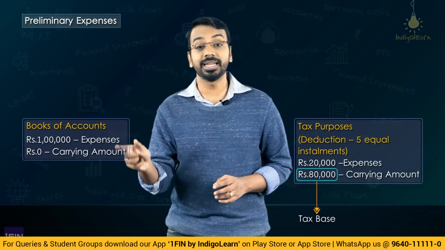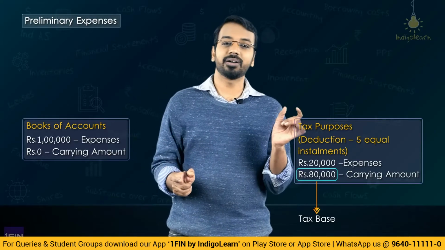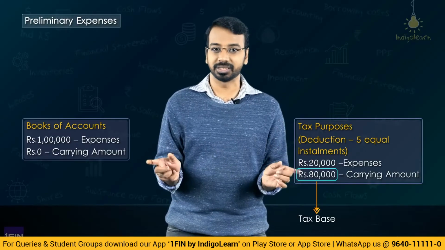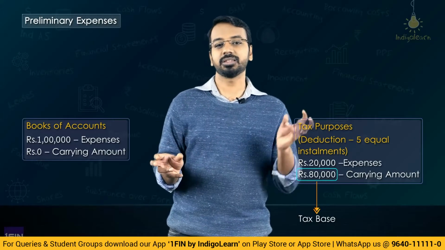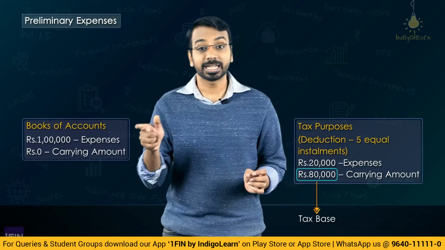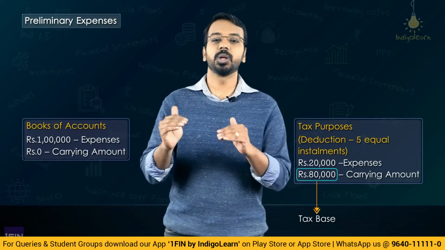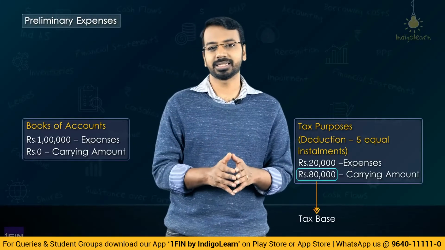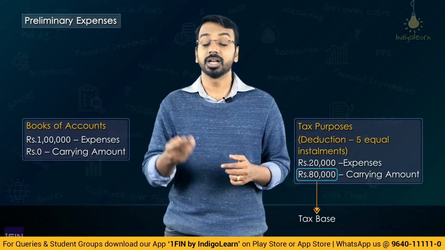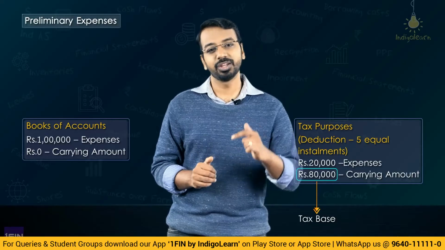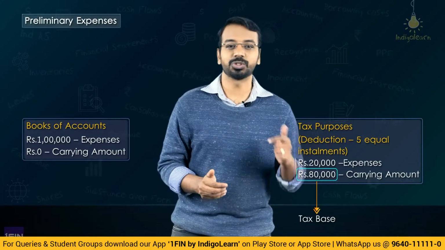Okay. Now, there is an 80,000 of tax base, and you have carrying amount as zero. There is a difference. Now, this difference, if you see the carrying amount being zero and tax base as 80,000, the tax base of an asset is higher, which will result in a deferred tax asset. Sir, why deferred tax asset? Because you are paying higher taxes now, and you will be paying lesser taxes in the future.